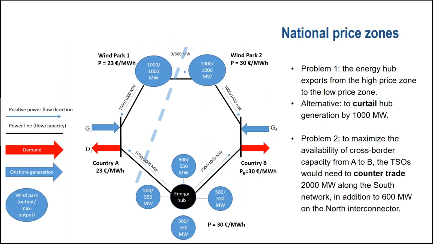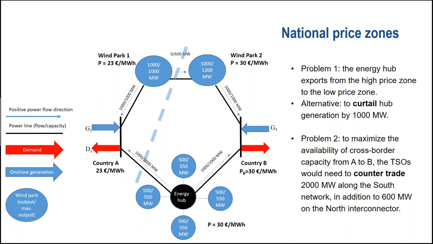Here we see an example system that I will use to illustrate different market designs. On the left is country A, which at this moment has a lower price of 23 euros per megawatt hour. And on the right is country B with a higher price. The countries are connected in the north by two wind parks. One has 1,000 megawatts, wind park 2 has 1,200 megawatts installed, and they're both connected with a 1,000 megawatt link to their home countries, and there's a smaller link of 600 megawatts between the two parks.